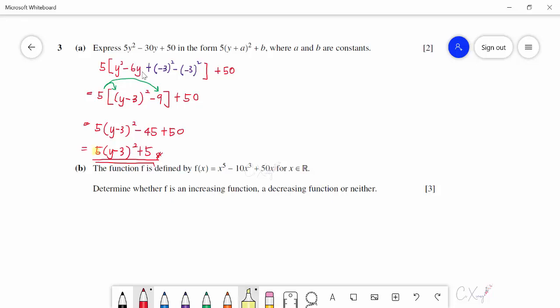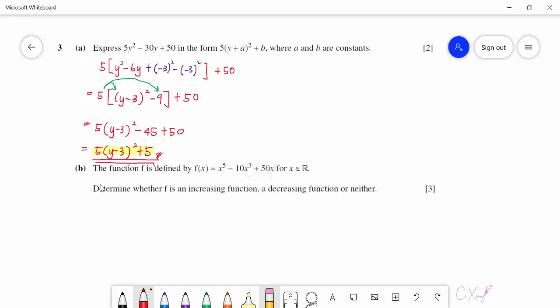So this is what you have for part A. From here you can see that if you compare, a will be equals to -3 and b equals to 5. So if you want, you can write it out: a equals to -3 and b actually equals to 5. Okay, so for me, I will just rewrite it in the form that they want us to show.